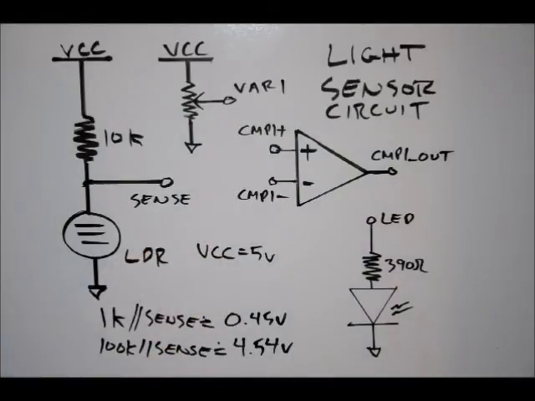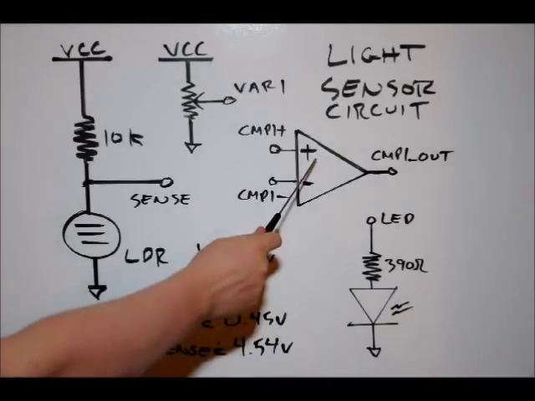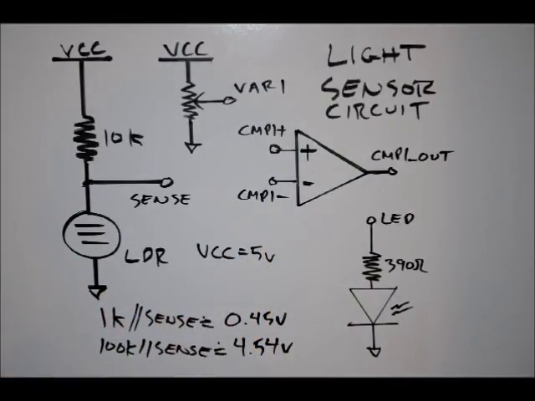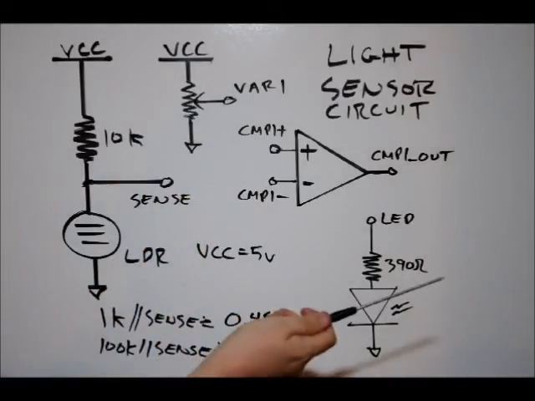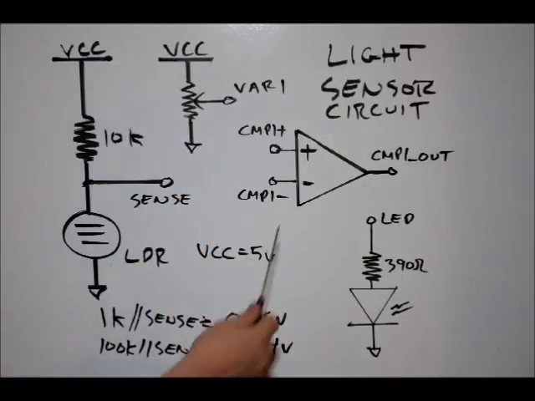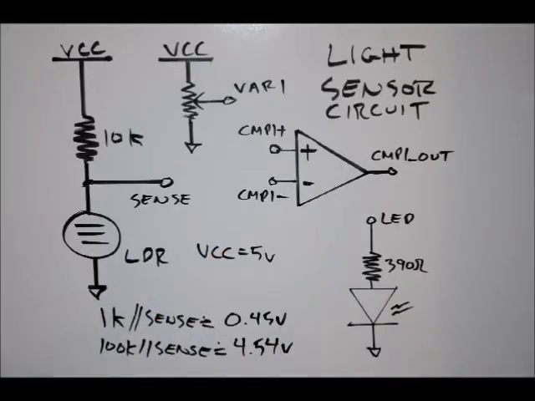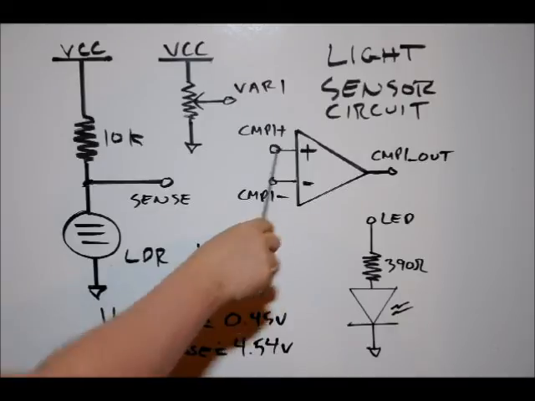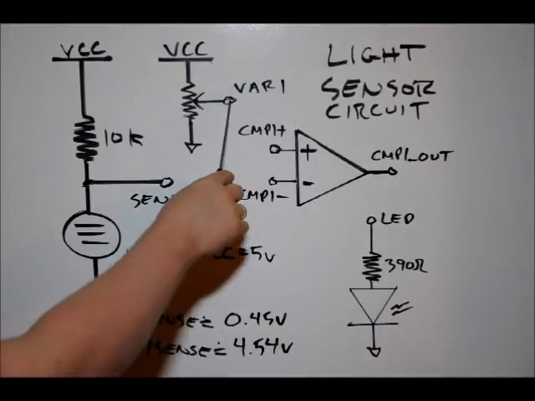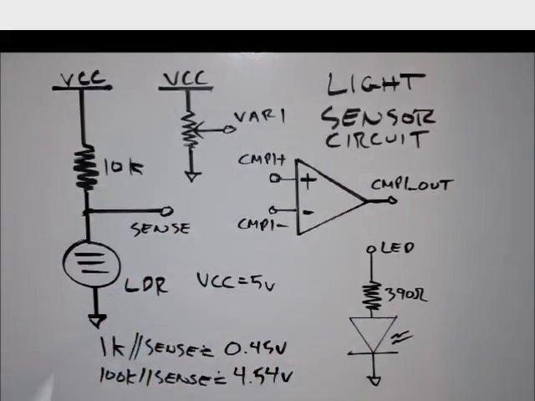Now, if you remember our comparator tutorial listed below, we know that if there's more voltage on the positive input than the negative input, the output will be high, meaning the output will be whatever VCC is, 5 volts. In the case where there's more voltage at the negative input than the positive input, the output will be 0 volts. So for our first test, we're going to connect our sense line to our positive input, and we're going to connect our variable resistor to our negative input.